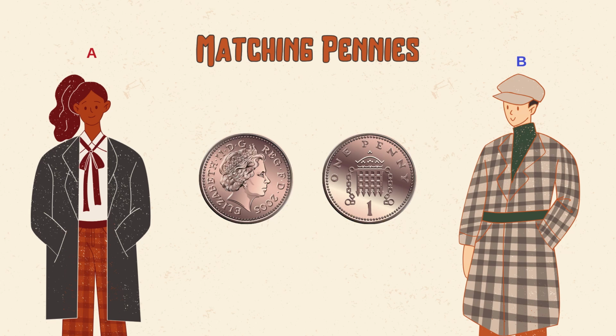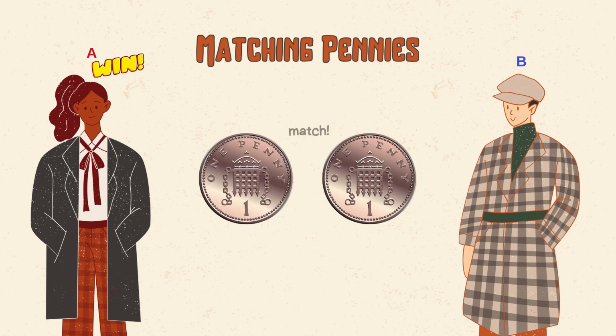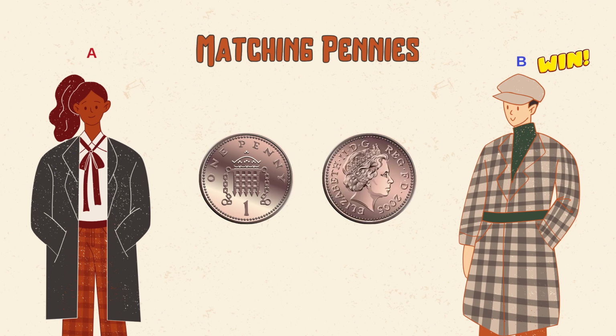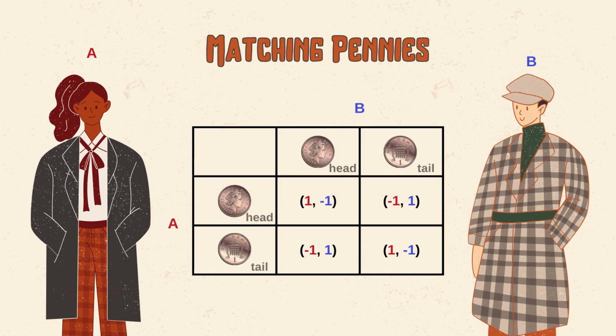of a coin at the same time. If the coins match, A wins and B loses. If the coins do not match, B wins and A loses. How about this game? What is the Nash equilibrium? I'll continue with the answer in 10.